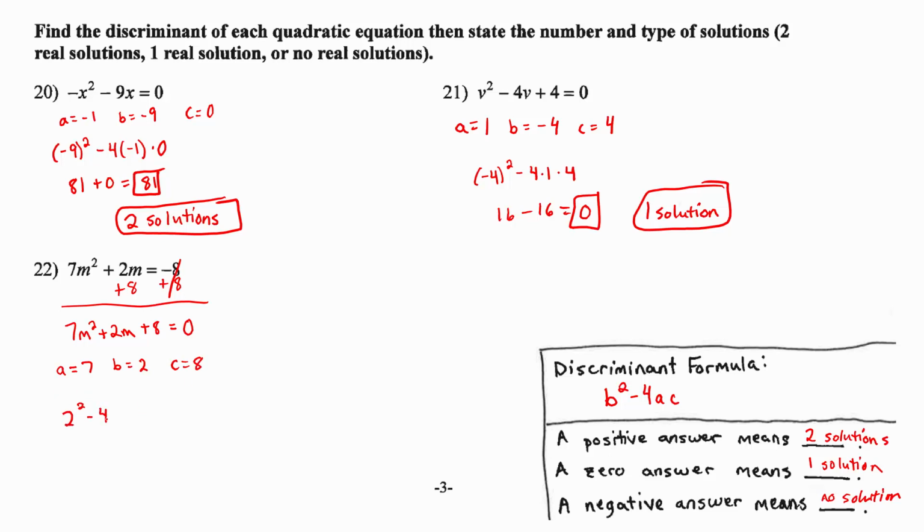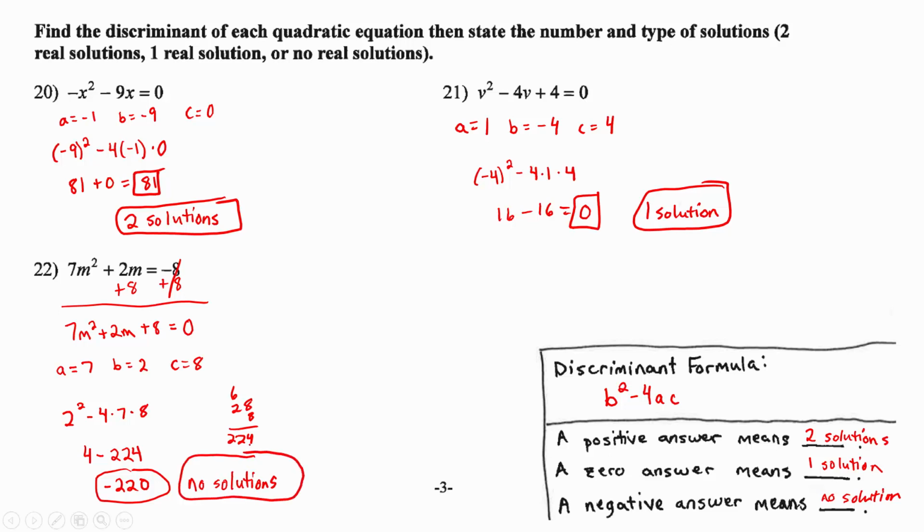2 squared minus 4 times 7 times 8. So 4 minus 28 times 8 is 224. Minus 224, so that's negative 220. That's a negative number. If you look at the instructions, it says find the discriminant. The discriminant is negative 220. If you don't write negative 220, you didn't find the discriminant, just by the way. But a negative number means there are no solutions. So it's kind of like we have two parts to our answer on this section. One is the number that we get from b squared minus 4ac, and the other is telling how many solutions there are.